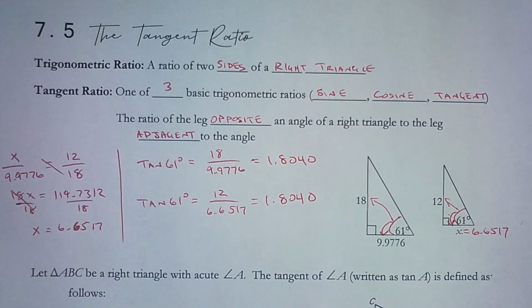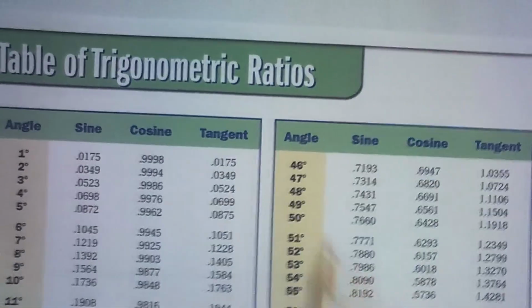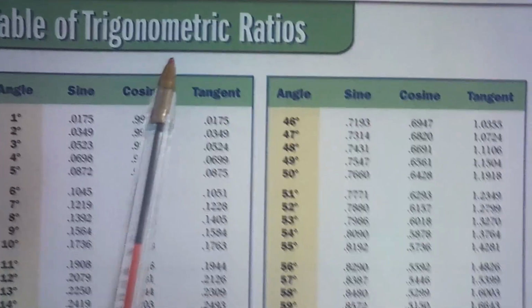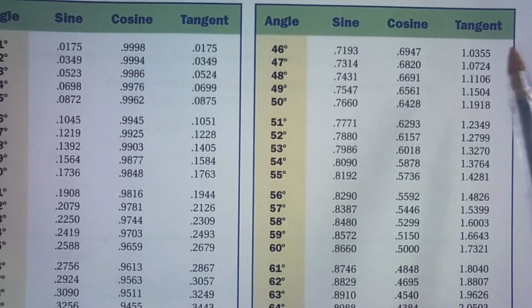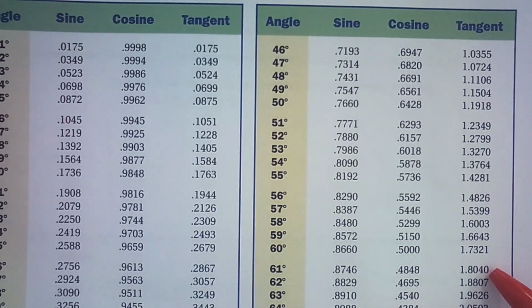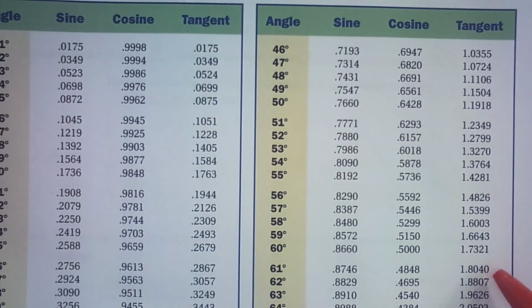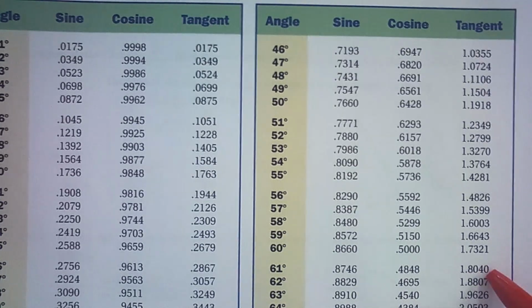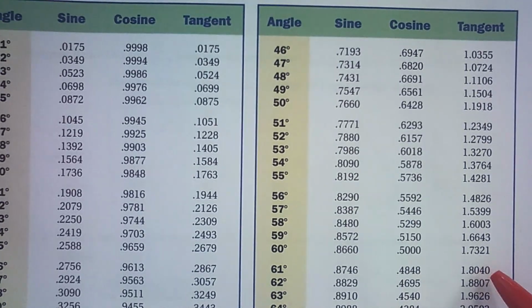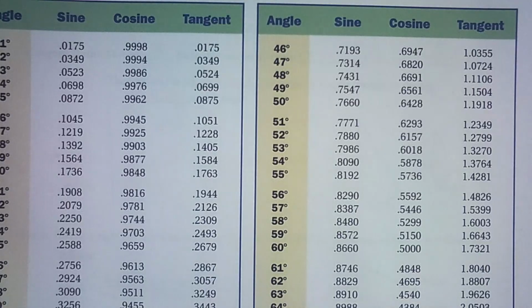In fact, if I look on this chart here, this table of trigonometric ratios, the tangent of a 61-degree angle is 1.8040. In any triangle in the world that has a 90-degree angle and a 61-degree angle, the side opposite the 61-degree angle divided by the leg adjacent will give me 1.8040 every single time.